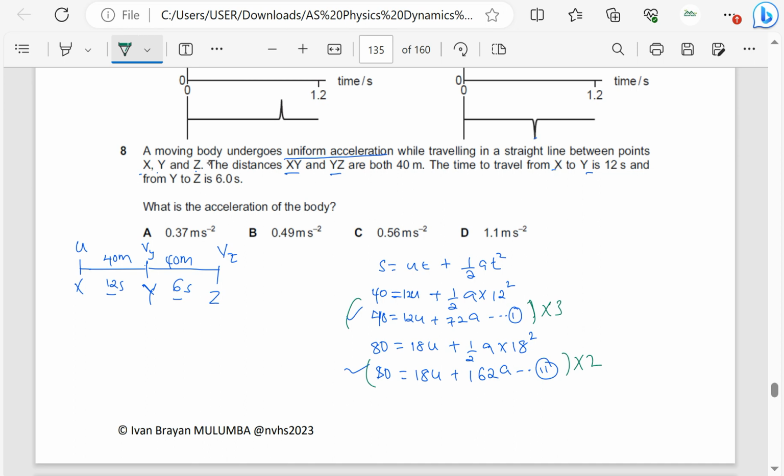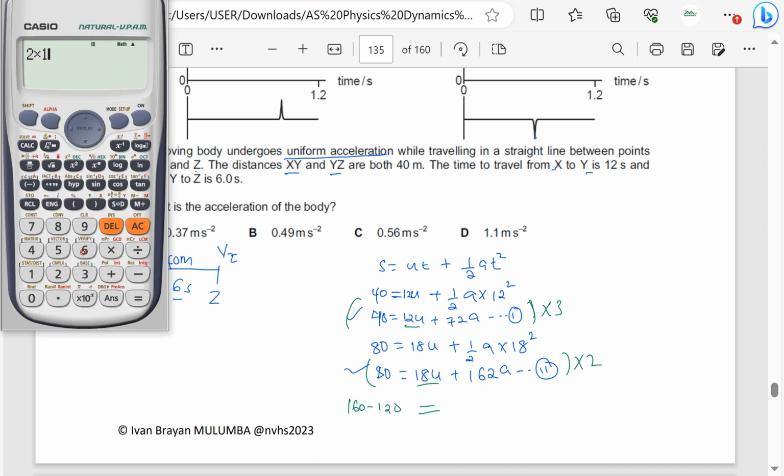So 3 times 40 is 120. 2 times 8 is 160. So I have 160 minus 120 for the left hand side. Then 3 times 12 is 36, and 2 times 18 is 36. When I subtract this one and this one, they cancel out. So this should be equal to 2 times 162.